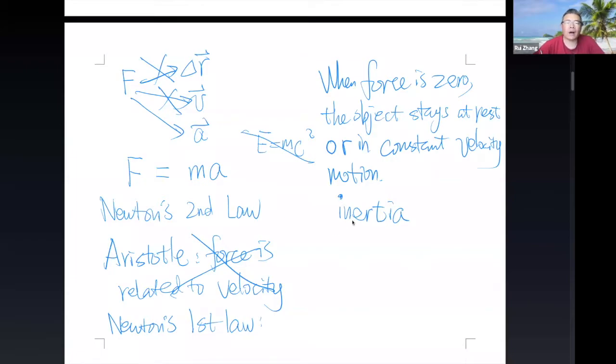So we say that all objects, all matter has inertia. Inertia means that if you are in one state, you tend to stay in this state. If you're at rest, you want to stay at rest. If you're moving with constant velocity, you want to stay with constant velocity, unless there's some force applied to you to change your state. It's the same thing like if you've been playing video games, you tend to continue playing video games, right? You're sleeping in bed, you don't want to get up in the morning.